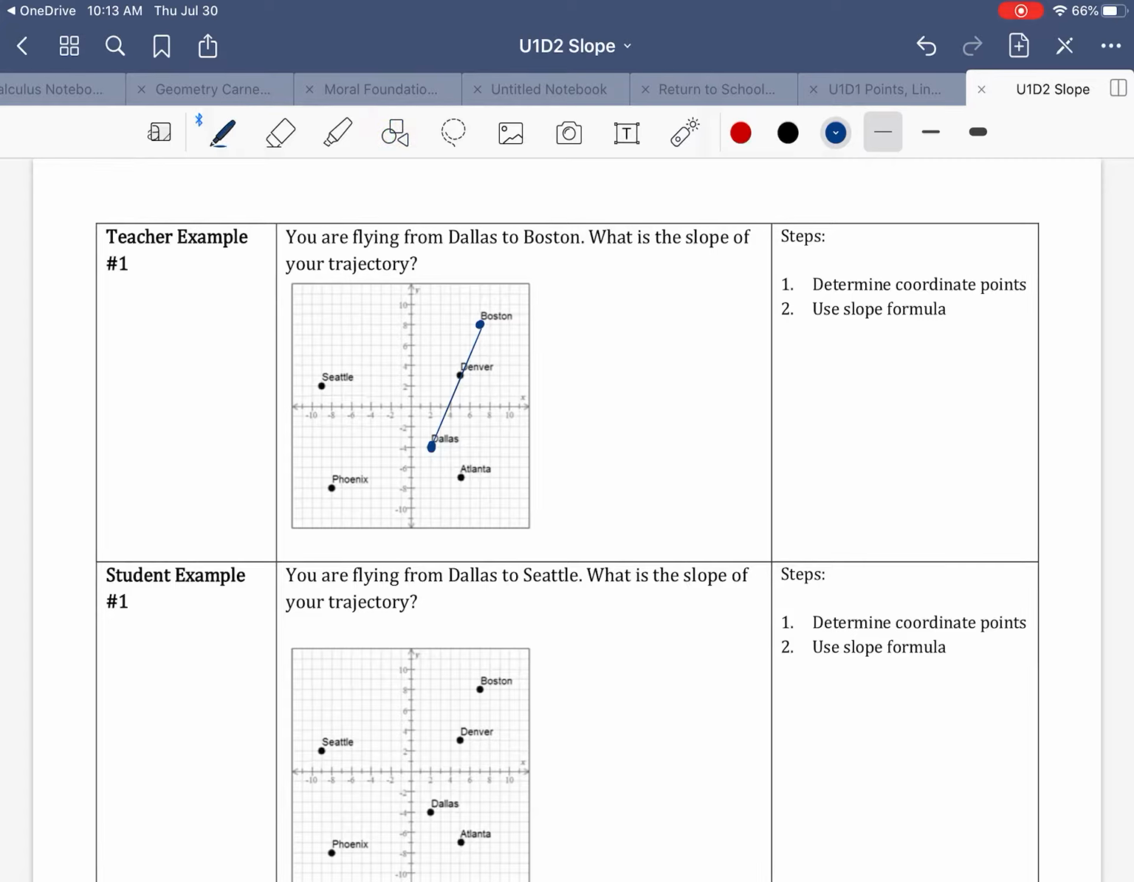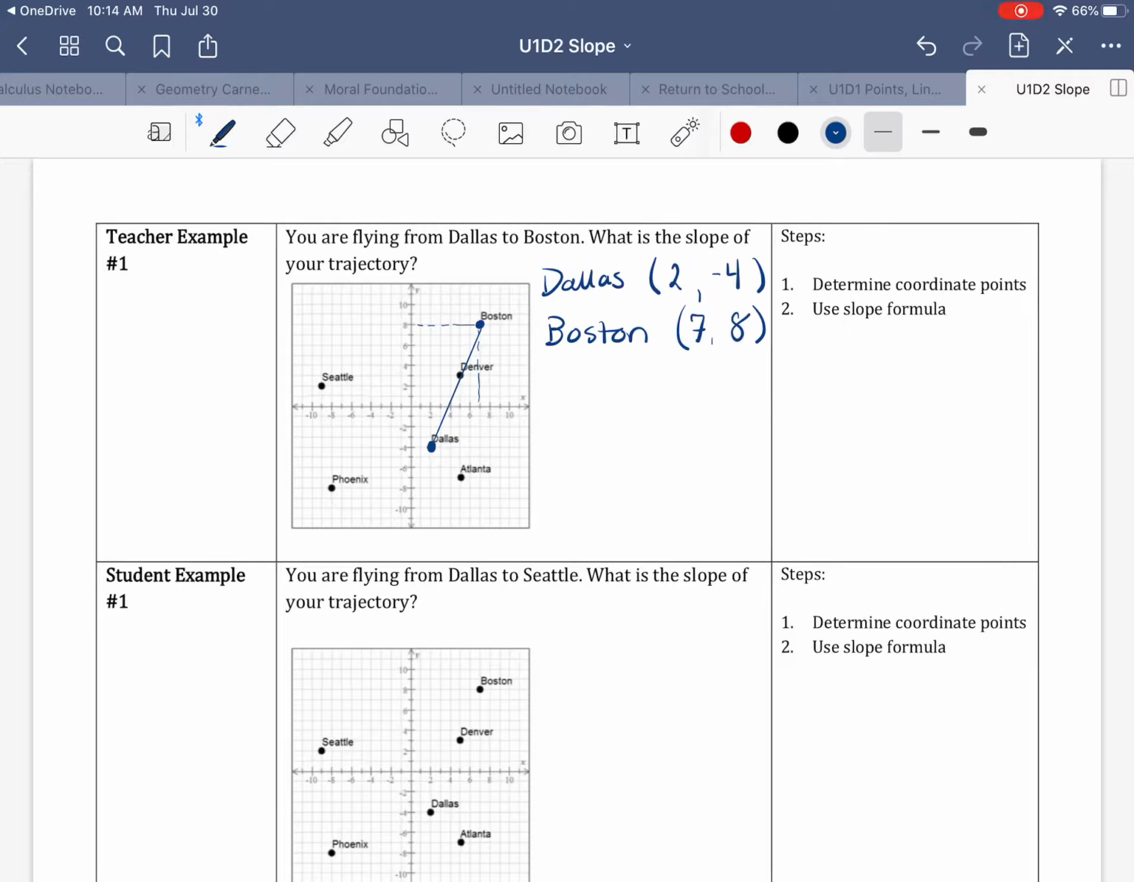So in order to do this, we probably want to start off by figuring out what are the coordinate points of our two cities. So Dallas, we can see it's at (2, -4). And then Boston, right there, is at (7, 8).